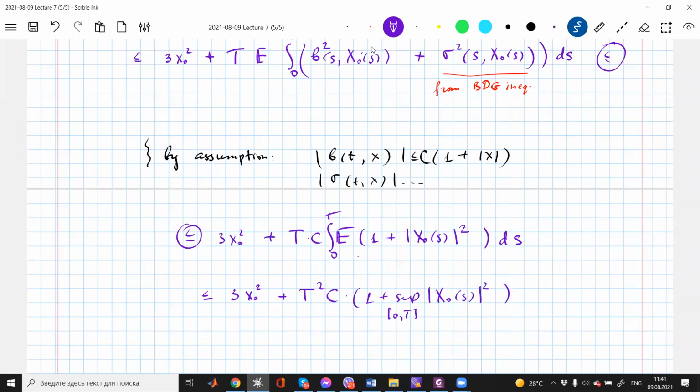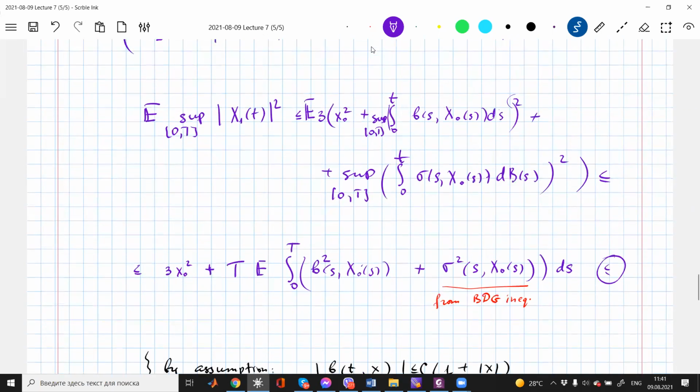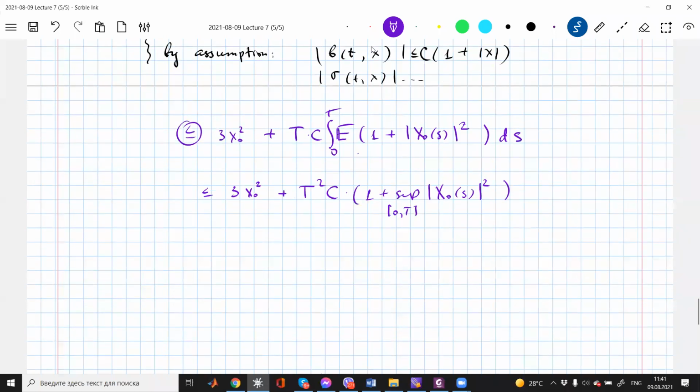Okay, so now we will use on the later steps the same procedure to estimate the moment of the next step approximation by the moment of the first step approximation. I forgot to write the moment here. So this is the main idea. If our initial condition is not random, then the supremum on the interval 0 to t of our first step approximation, squared, is less than infinity.